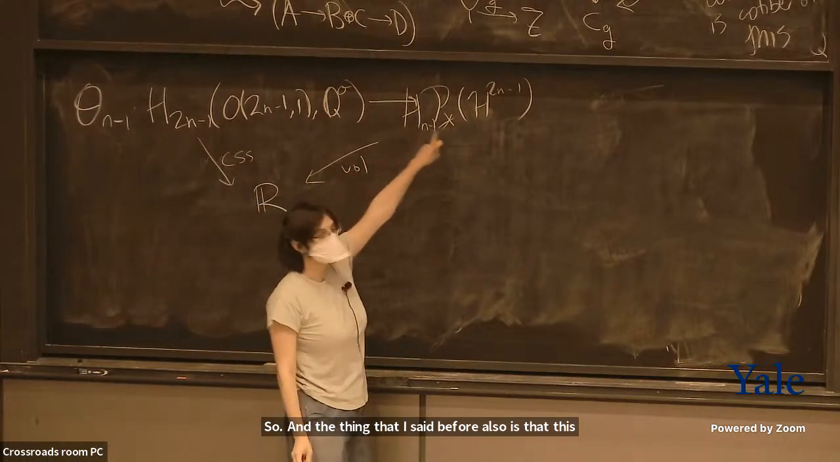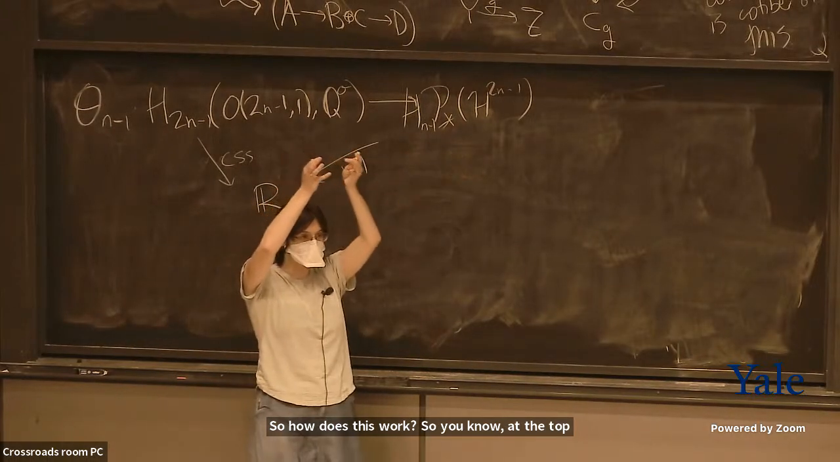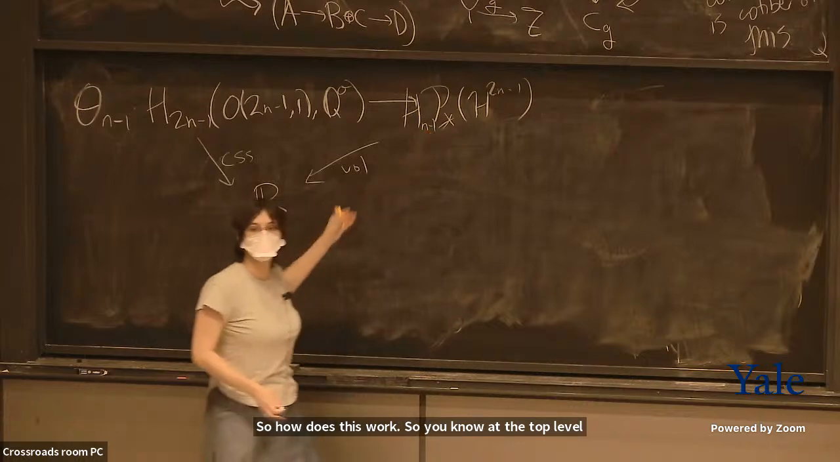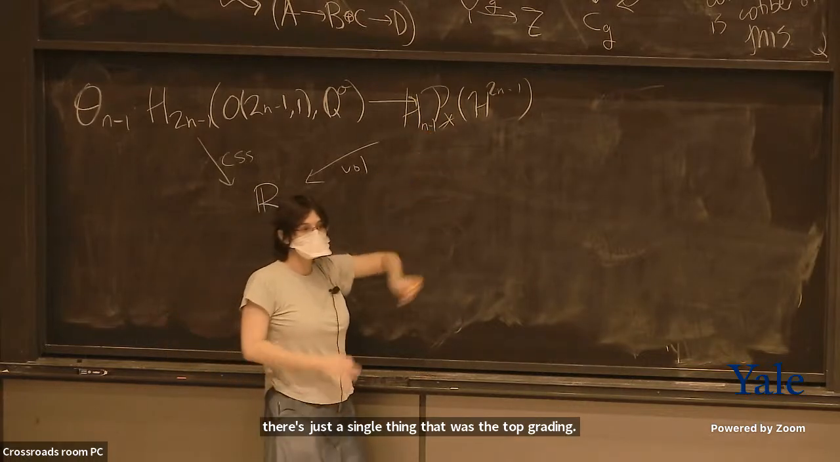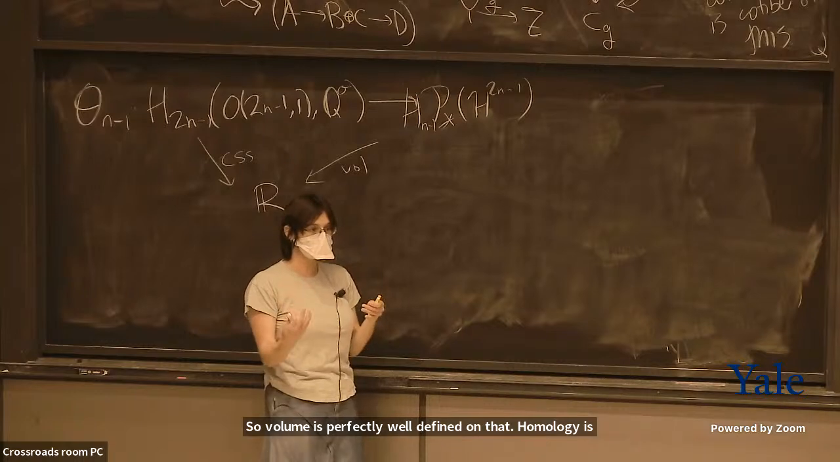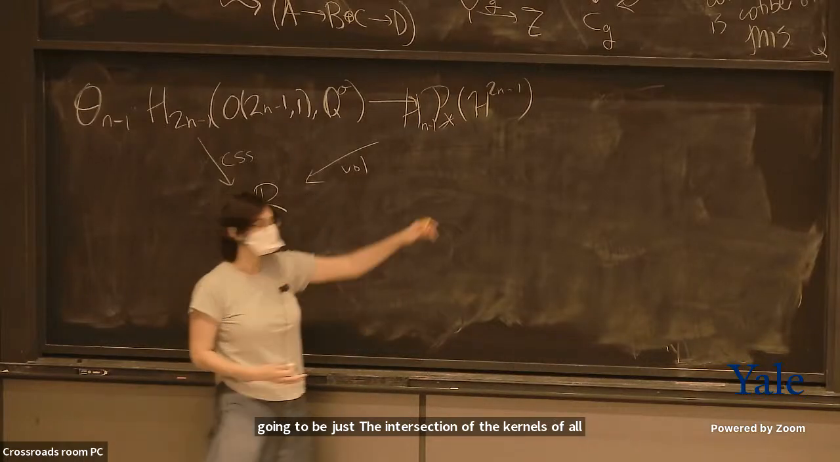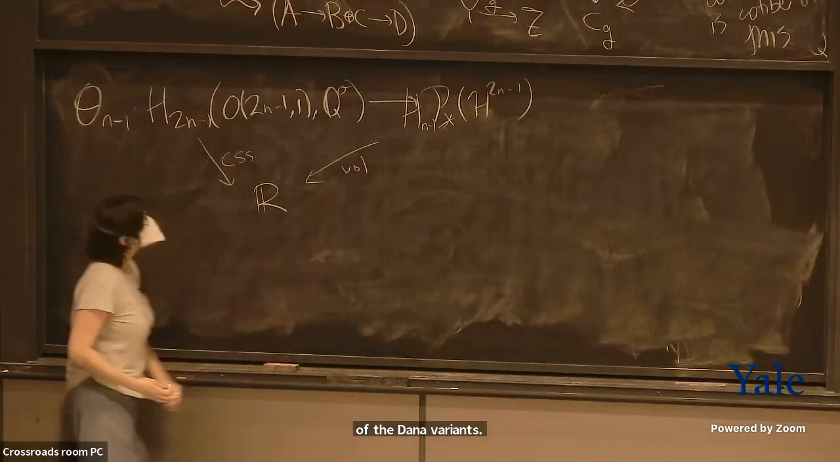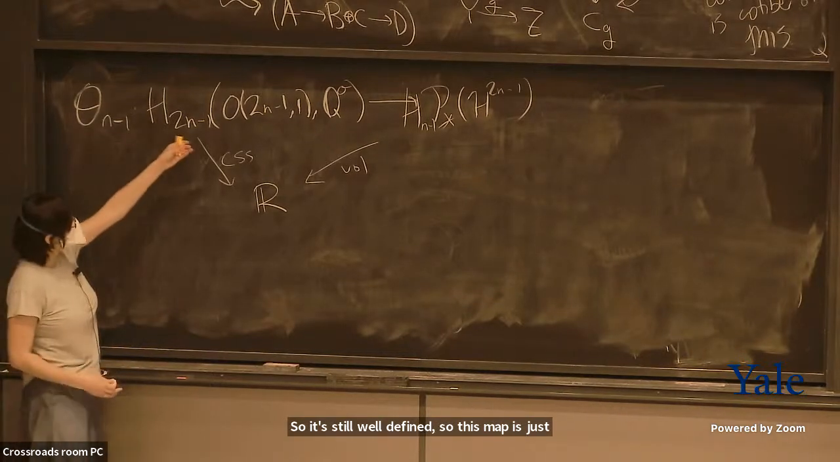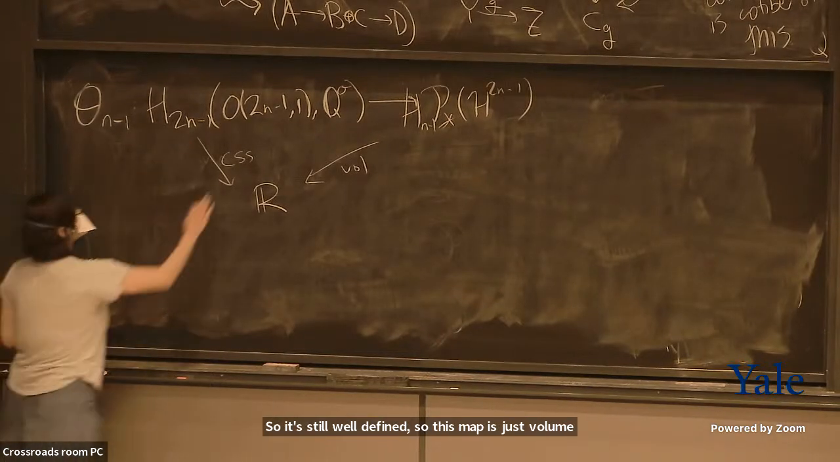So how does this work? You know, at the top level, there's just a single thing. That was the top grading. So volume is perfectly well defined on that. The homology is going to be just the intersection of the kernels of all of the Dehn invariants. So it's still well defined. So this map is just volume. This map is a Cheeger-Chern-Simons regulator.